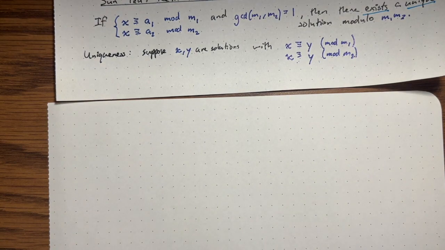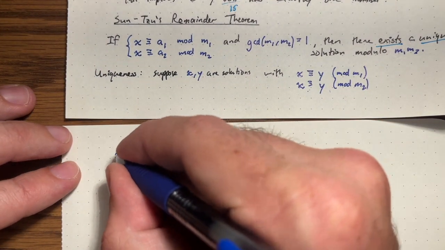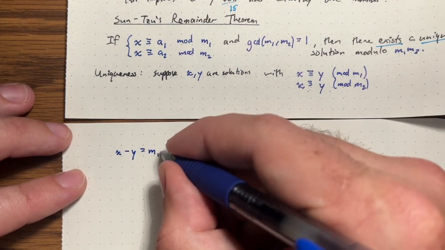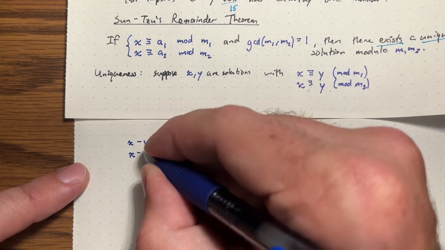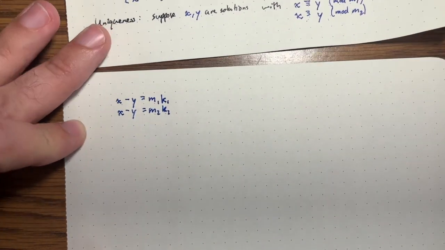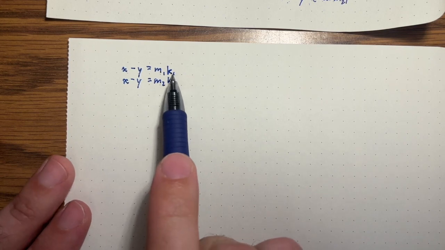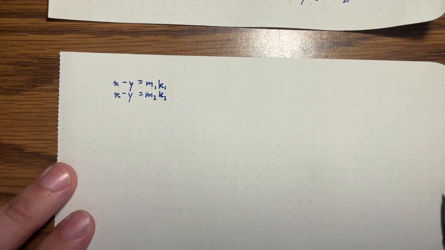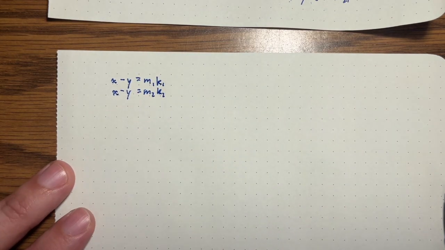So first of all, what does this mean? This means that x minus y is a multiple of m1, called m1k1. And at the same time, that x minus y is a multiple of m2k2. And what we would like to do now is show that actually x minus y has to be a multiple of the product. And remember, our approach was to try to get m2 into this first equation somehow.